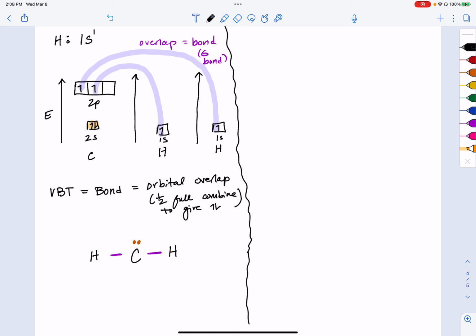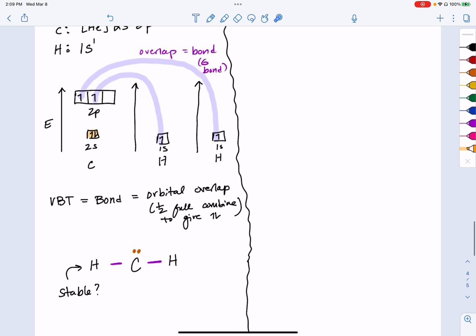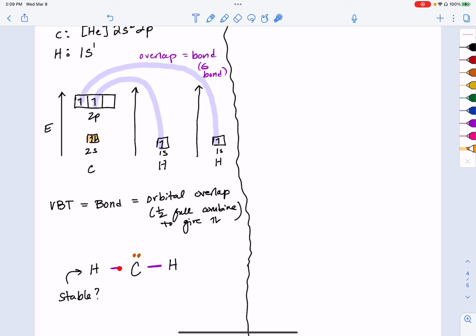So let's ask ourselves, is this stable? That's exactly what this valence bond theory is predicting here, just translated into a Lewis structure. And if you're using your Lewis sensibilities, you'd be counting 2, 4, 6, realizing that carbon does not meet octet, and so you'd say no.